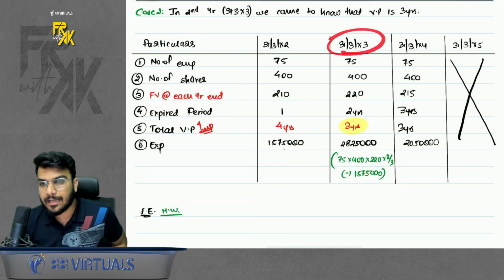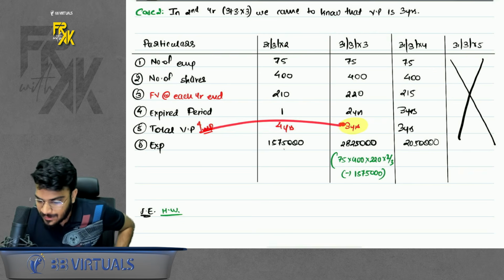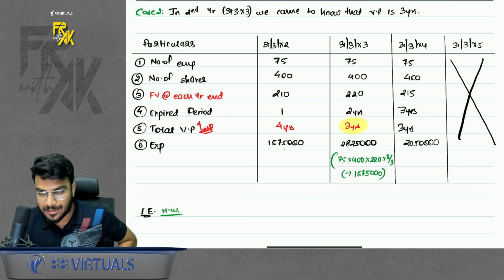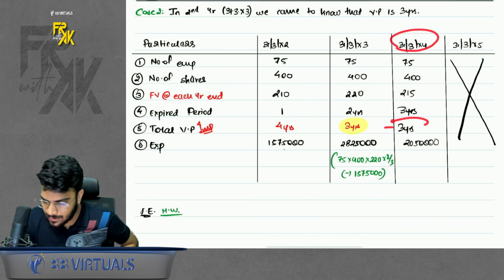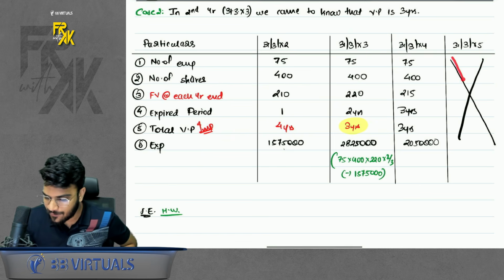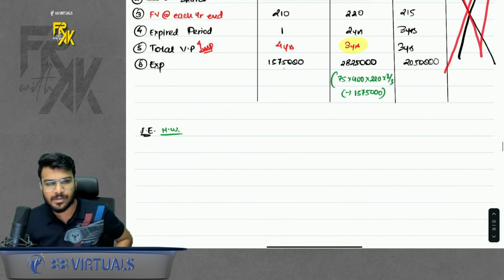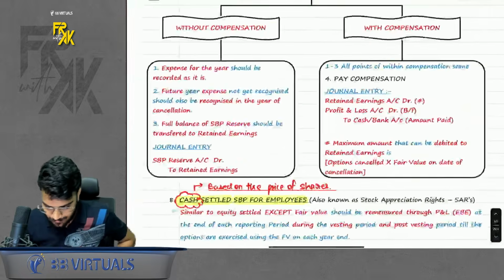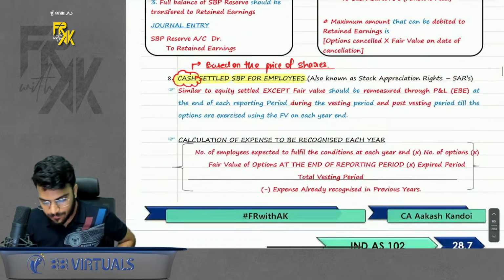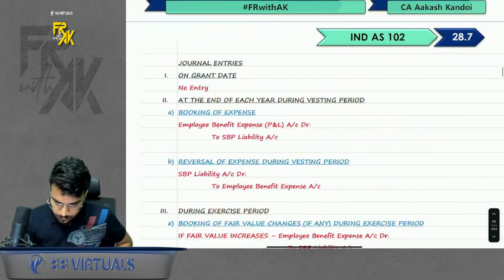When you come in the second year, your total vesting period becomes 3 years because you modified the vesting period now. In the third year also, it is 3 years now. Because the vesting period is 3 years, in fourth year, no expenditure will come. So simple question, but yes, a good question which you can solve, of course. So this was cash settled for employees, also known as SARs.